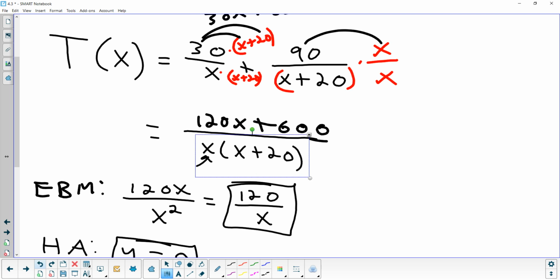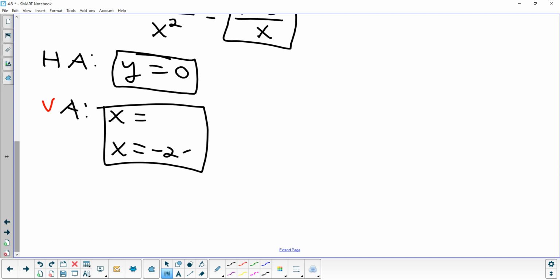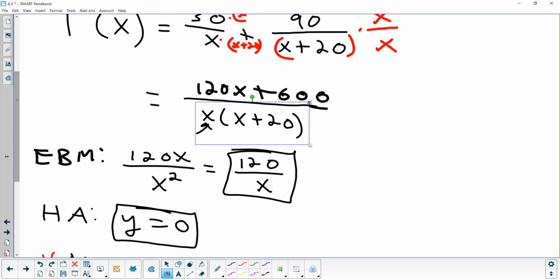Francesca, what would make my first factor 0? Minus x. We need a number that we could plug in. Well, let's start with the second one. What would make my second factor 0? Minus x. But it's got to be a number. You have to have a number you could plug in here so that when you do it, it causes me to divide by 0. Minus 20. Okay, so that's one of my vertical asymptotes.